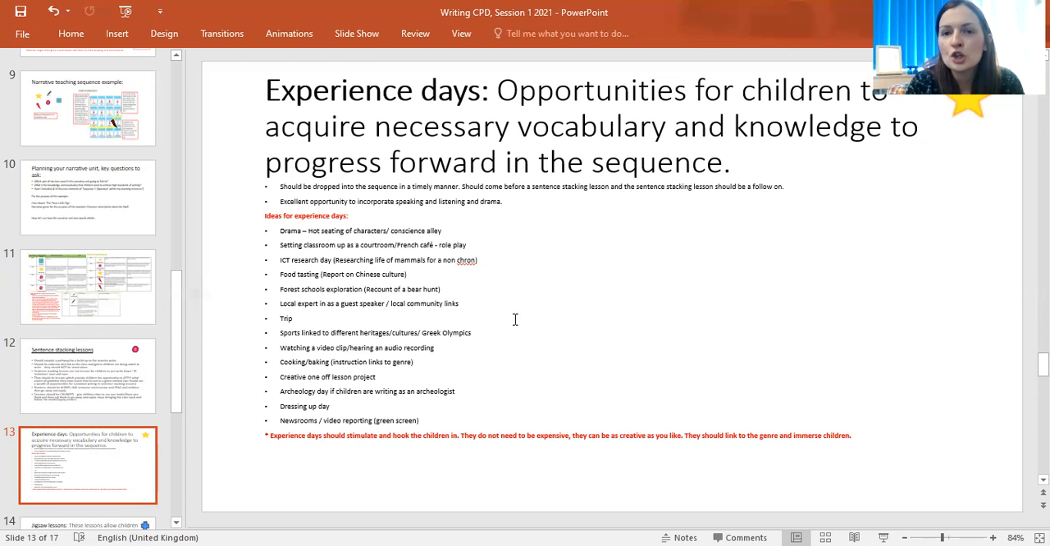It could be, if you're doing instructions, baking a cake, watching a video clip of somebody baking a cake. It's a stimulus to get the children thinking. So that's what experience days are.